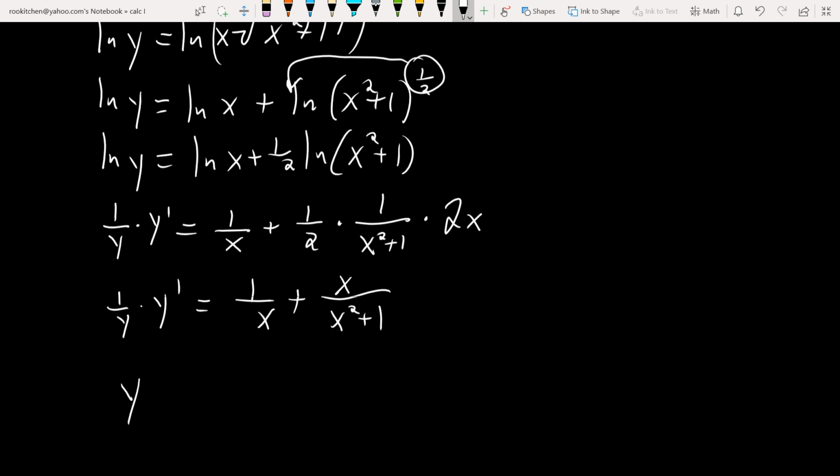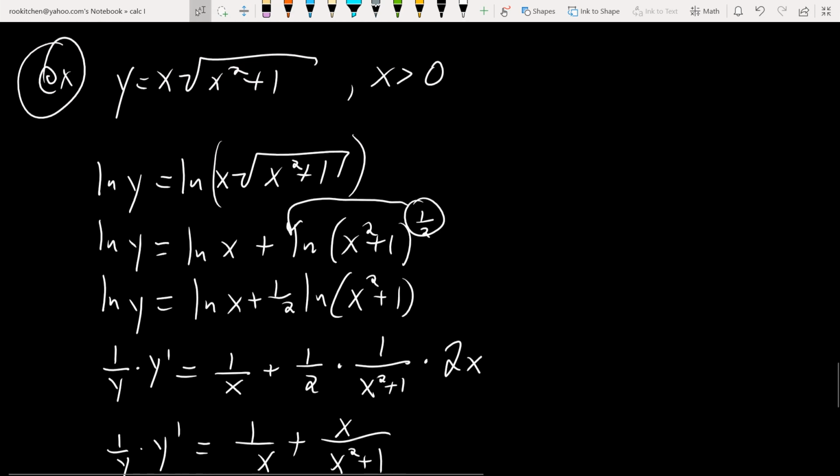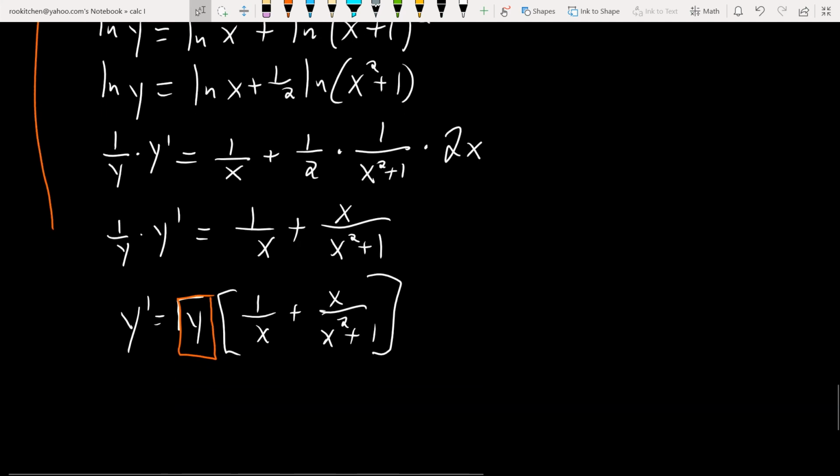And then solve for y prime. So y prime equals y times 1 over x plus x all over x squared plus 1. The beauty of this method is you can get this derivative completely in terms of x now, because at the end of the day we have an expression for y, way back here. So we're going to be able to borrow this expression, x times the square root of x squared plus 1, and substitute it in here for y and have a nice derivative form.